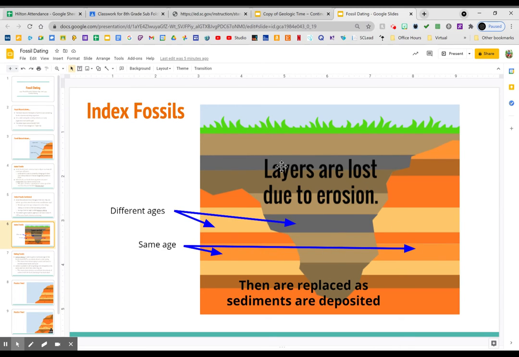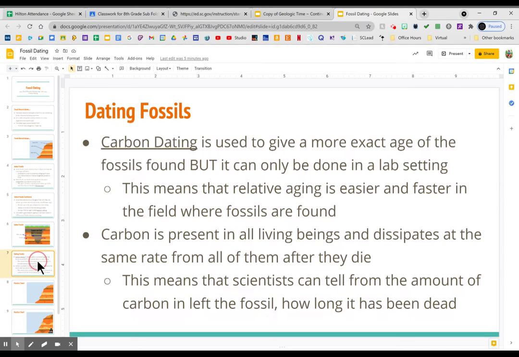This is where we come in with the newer stuff and where things get kind of funny, all right? Now, when we talk about giving a more specific age or a more exact age for these fossils, we use what's called carbon dating. This can only be done in a lab setting. That means that when we look at these rock layers, we talk about relative age and we talk about the index fossils. That can be done in the field. That could be something like, oh, there's a trilobite. I know this is from the 1800s. That's something you can quickly know.